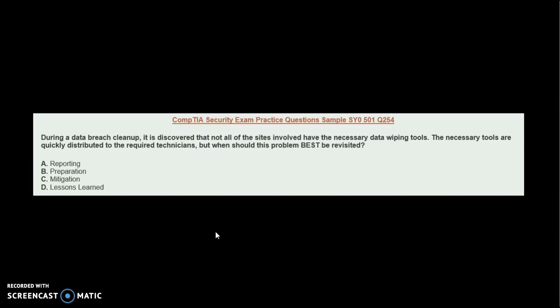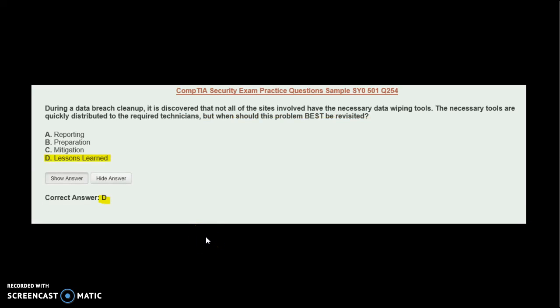Alright, during data breach cleanup, it's discovered that not all the sites involved have the necessary data wiping tools. Necessary tools are quickly distributed to the required technicians, but when should this problem best be revisited? That's going to be lessons learned.